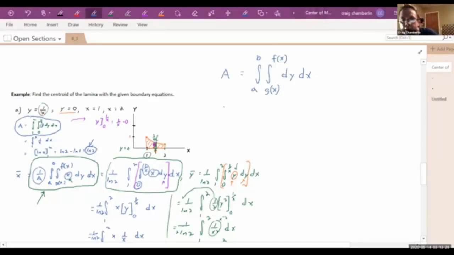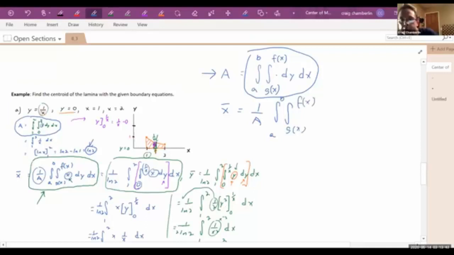And then you use that area to find x bar. Remember, just stick it in front of this integral. Just stick a 1 over A, which is what you get from that integral, by the way. And then the limits of integration stay exactly the same.